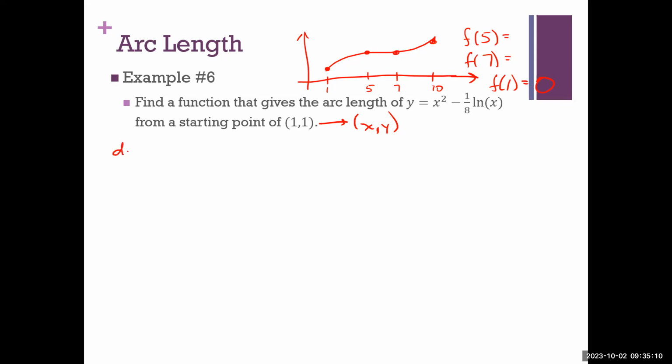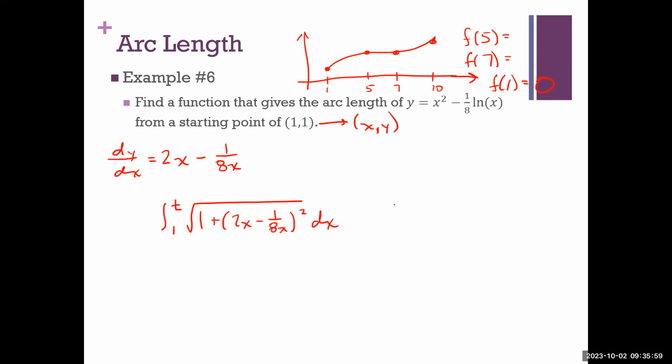Find the derivative of y. So what is dy/dx? 2x minus 1 over 8x. Okay. And then put up the integral from 1 to t. Why t? I like that one. Of the square root of 1 plus that squared. Like that? Okay, so this will tell us the arc length from 1 to x equals t.